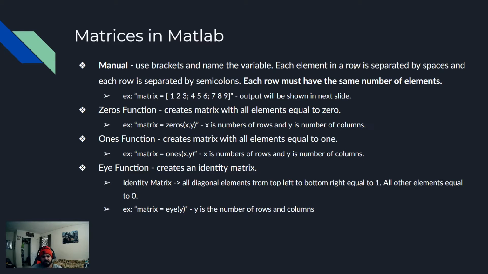Wait, am I getting that correct? No, that can't be correct. Each column is separated by the space. Why did I put row here? Each column is separated by the spaces, and each row is separated by the semicolon.